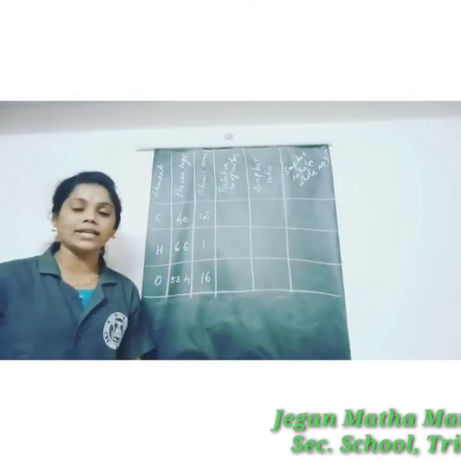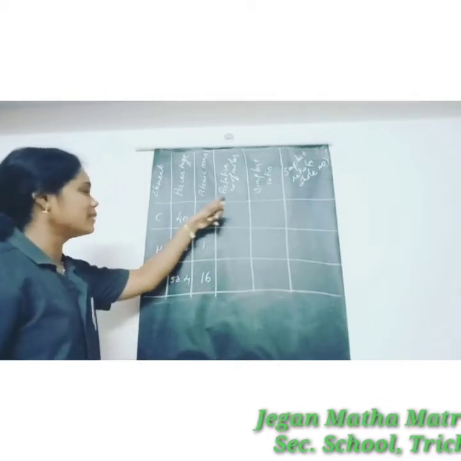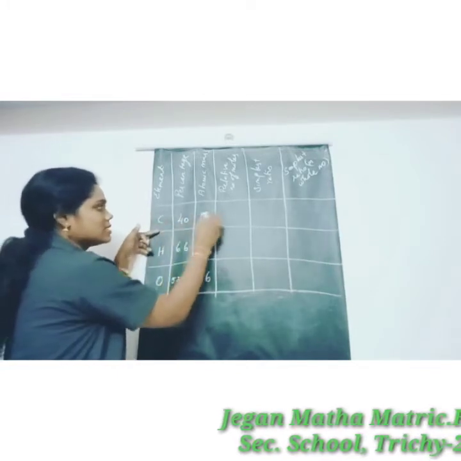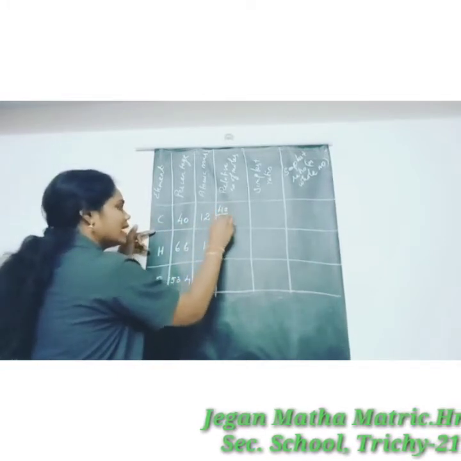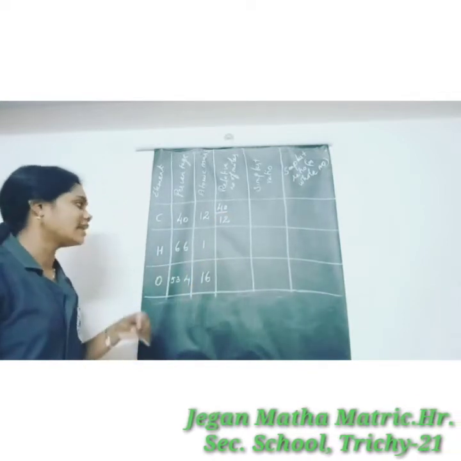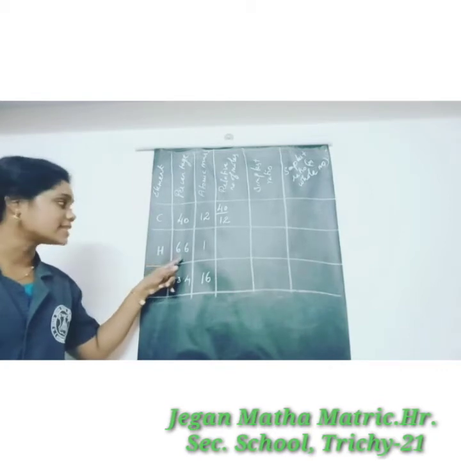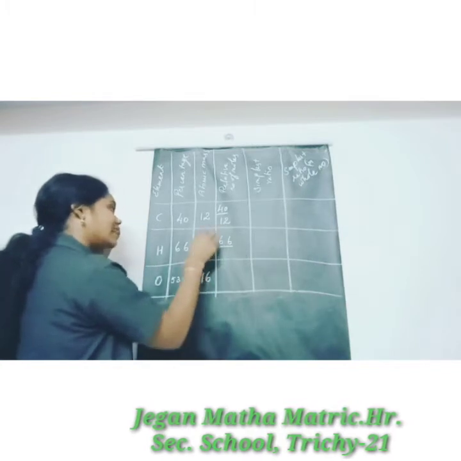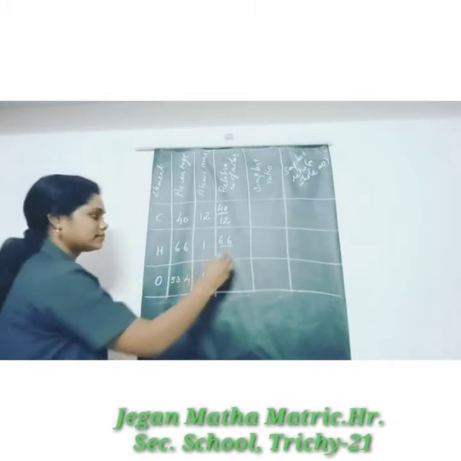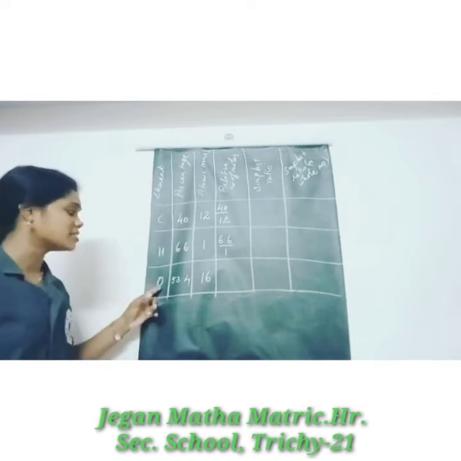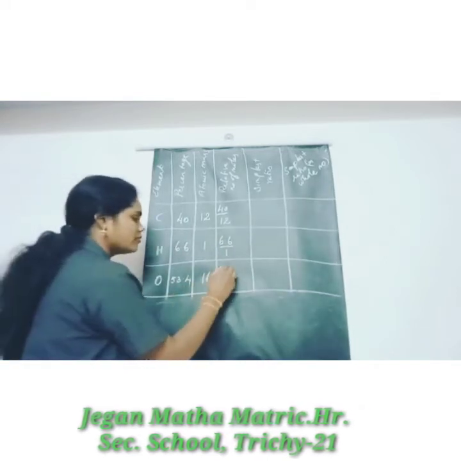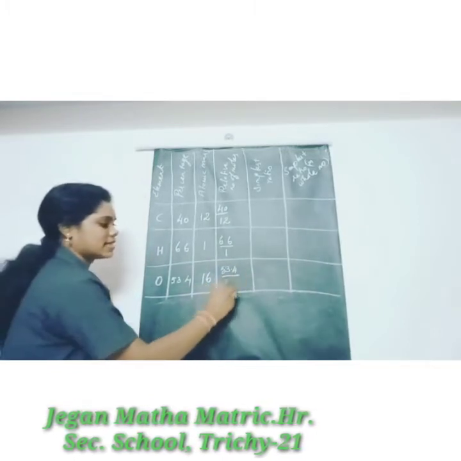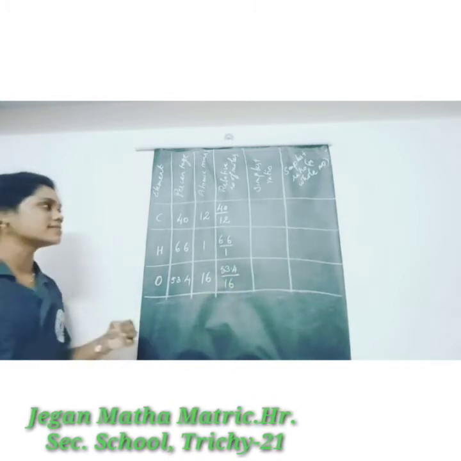How to find the relative number of moles? Relative number of moles means percentage divided by atomic mass. For example, carbon percentage is 40, so divided by 12. Then hydrogen percentage is 6.6, so 6.6 divided by the atomic mass of hydrogen, which is 1. And then oxygen percentage is 53.4 divided by 16. Okay, so now cancel these terms.